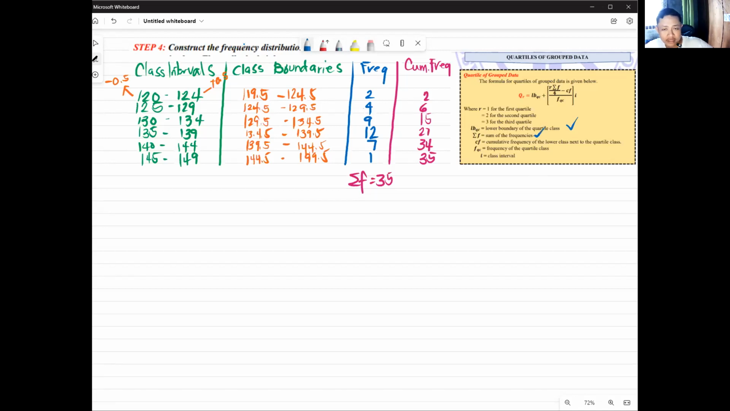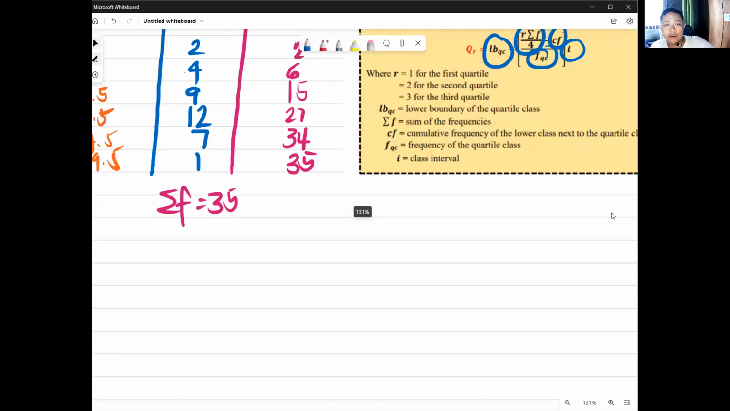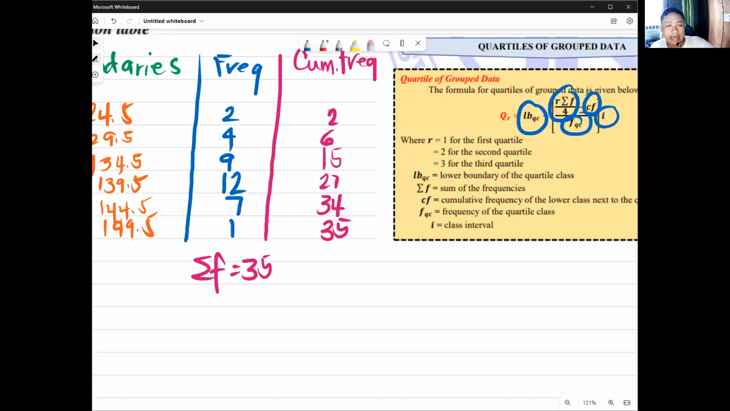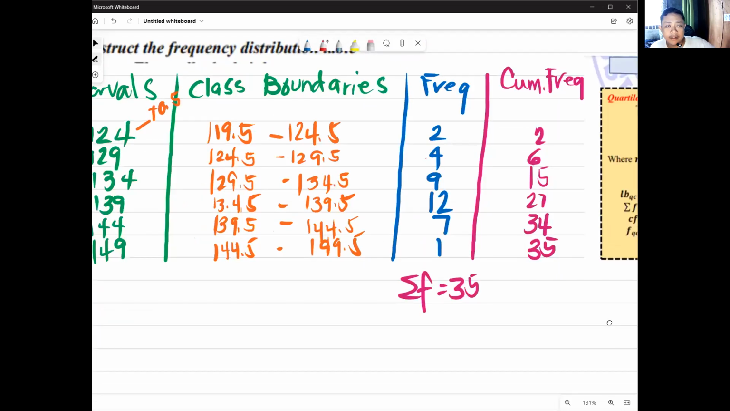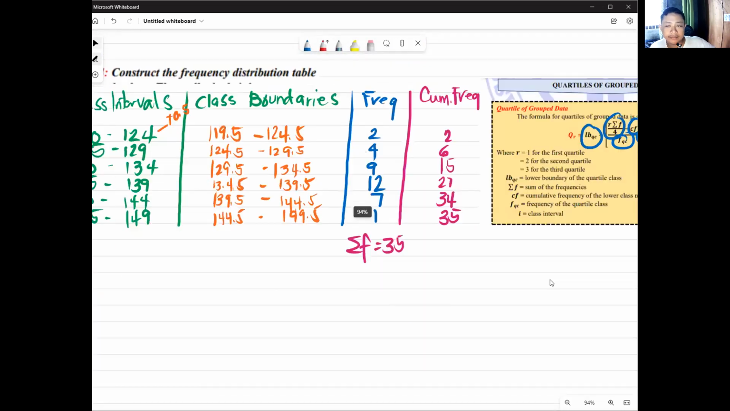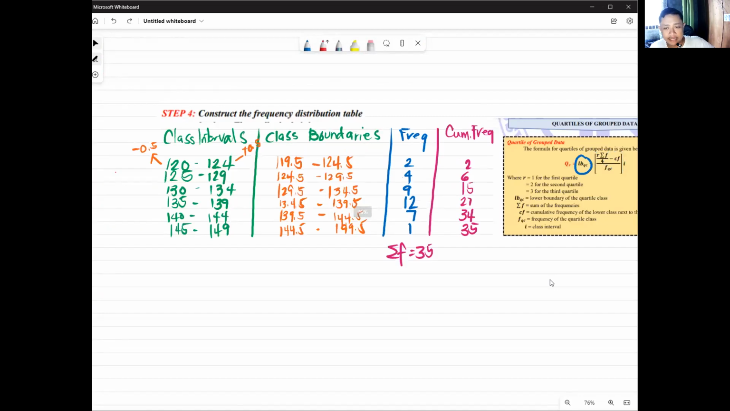We will also be looking for the cumulative frequency. The sum of the frequencies, okay na yon. CF, we will be having this later. And then the frequency of the quartile class. And then our class interval, meron na tayo nito. Okay? Because those are the important parts that we need to know and identify in our formula. We need to find all this using our frequency distribution table. Okay? Let's now have this.